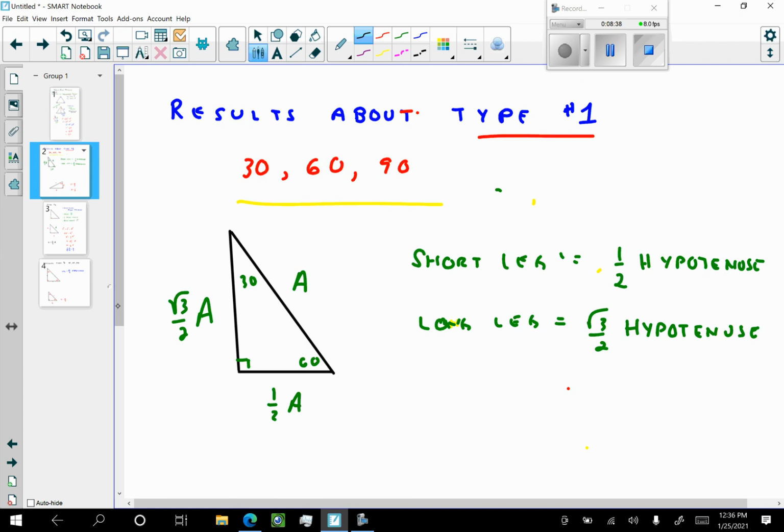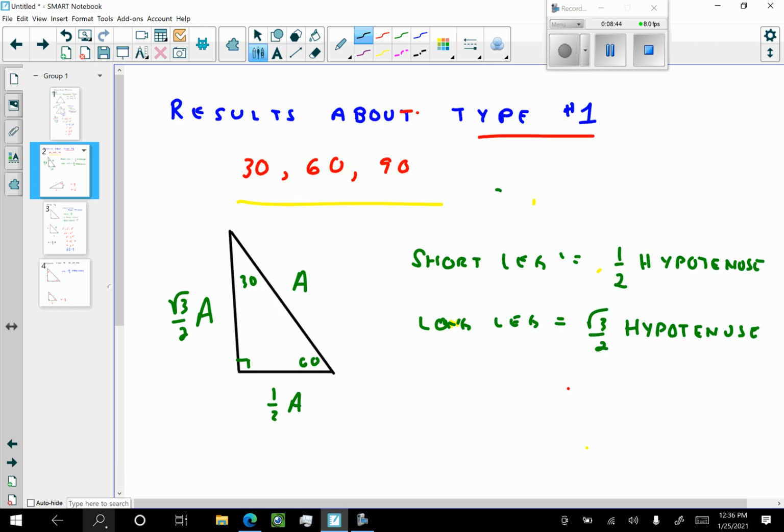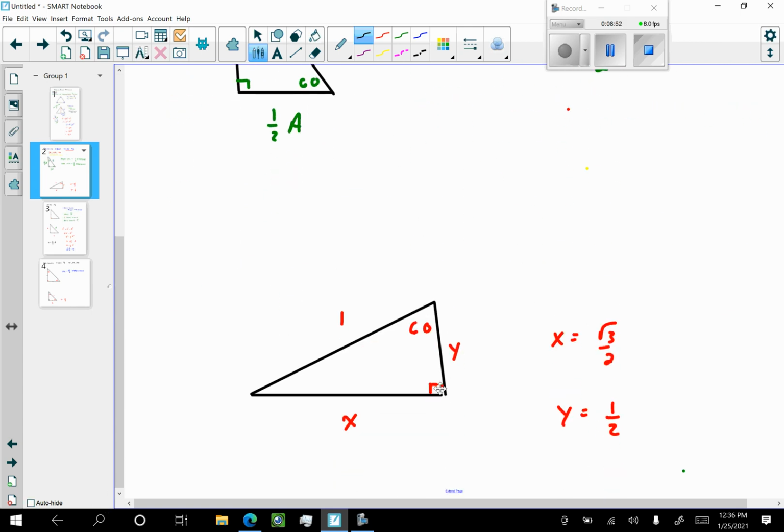So here's one example. What if I have a 30, 60 right triangle where the hypotenuse is 1? So this is a right angle here. That's 60. This thing has to be 30. So now I have a 30, 60, 90 right triangle. And for this example, let the hypotenuse equal 1. What do I know? Well, y has to be half of 1. Y is 1/2. X has to be square root of 3/2 times 1.